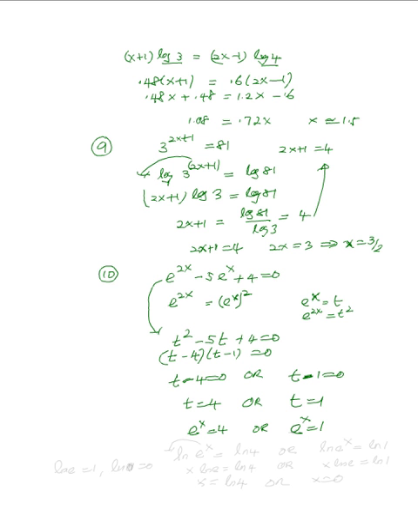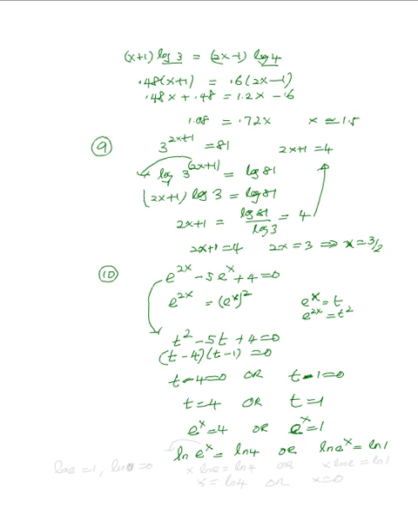Now since we have the base as e, it is advantageous for us to use ln on both sides rather than using log. If I use ln on both sides, ln is another log with base e, so we will have a situation like this: ln of e to the x equals ln of 4, or ln of e to the x equals ln of 1.